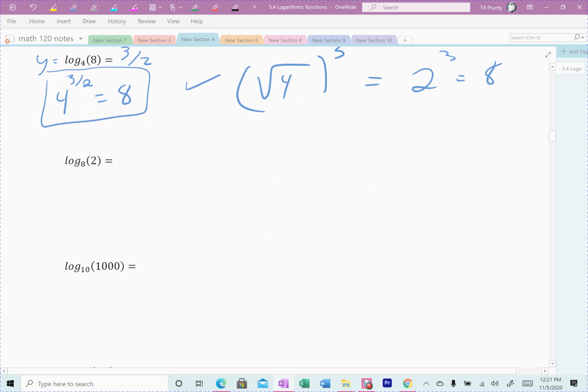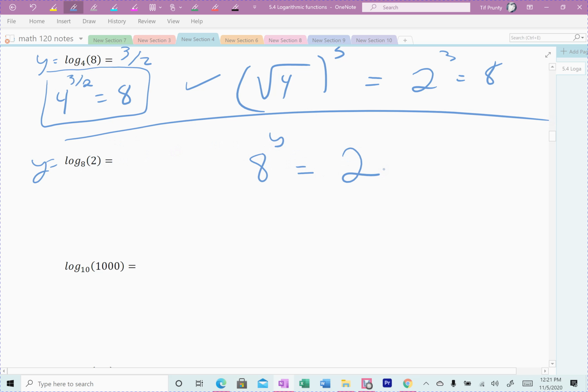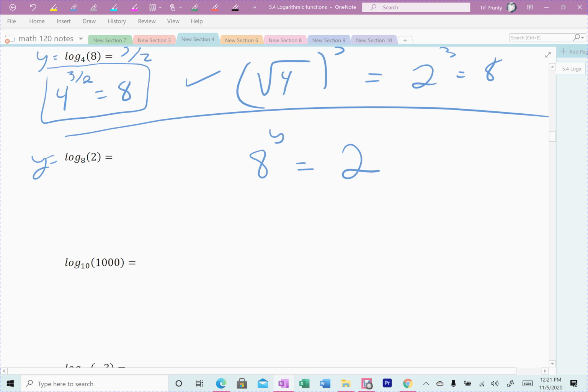Alright, the next one. So again, rewrite it. 8 is my base. 8 to the y equals 2. So I know this is probably going to be a fractional power. Same idea as what I did in the last example, I'm going to change 8 to a 2. Well, 8 is the same as 2 cubed, right? If I take 2 cubed, that's equal to 8. So I haven't changed anything other than rewriting 8 as 2 cubed. Still equal to 2. And so when I multiply my 3 times y, this is 2 to the 3y.